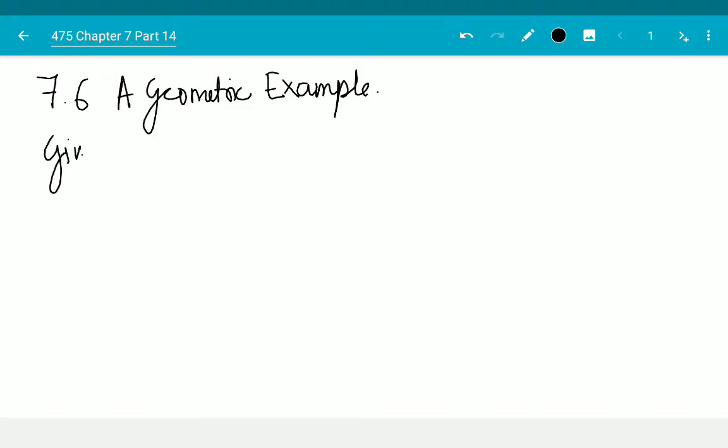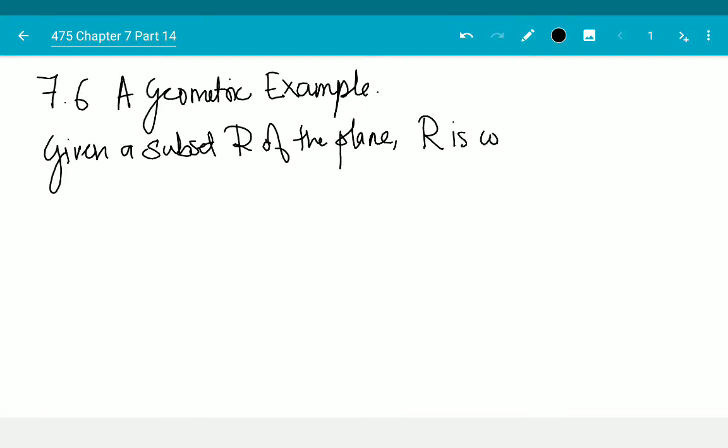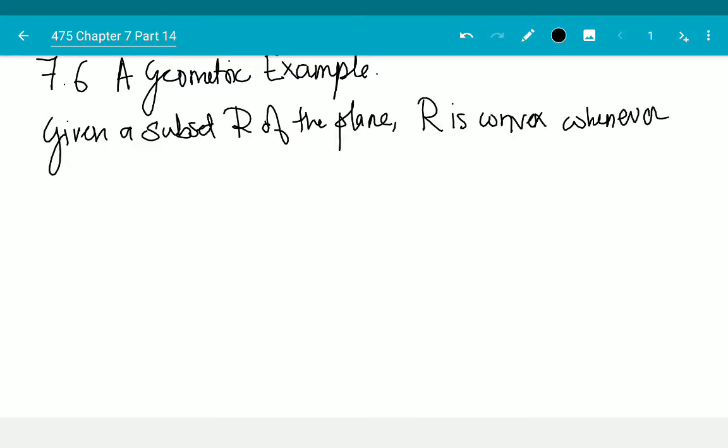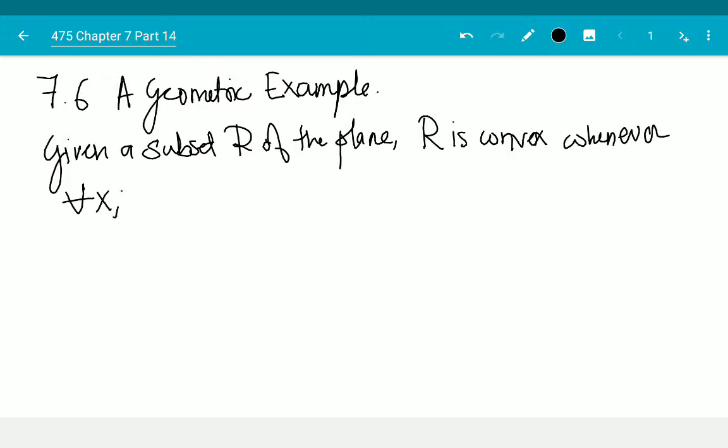So given a subset R of the plane, we say R is convex whenever for every x, y in R, the segment joining x and y is contained in R.